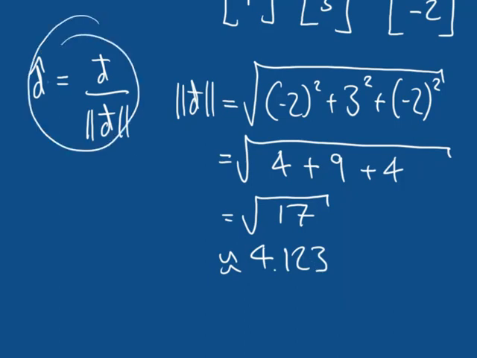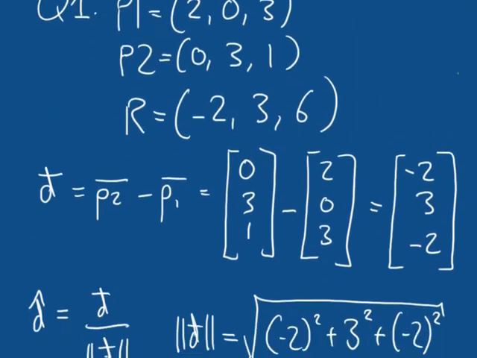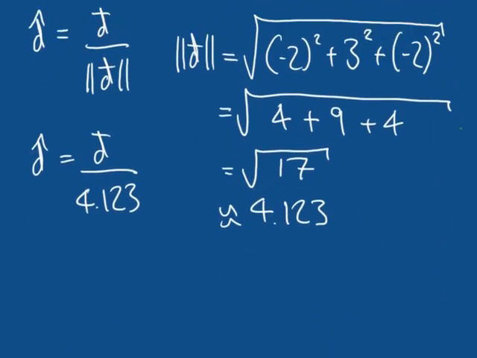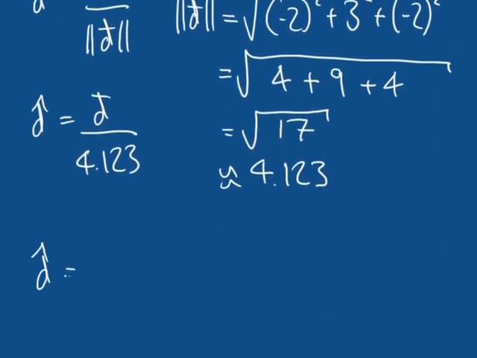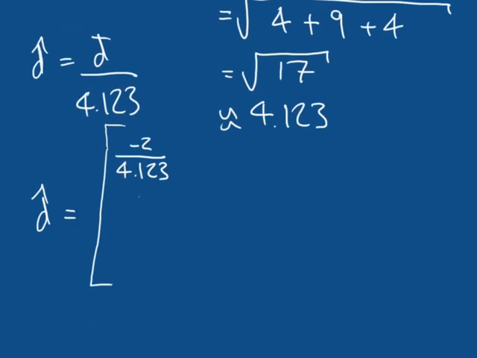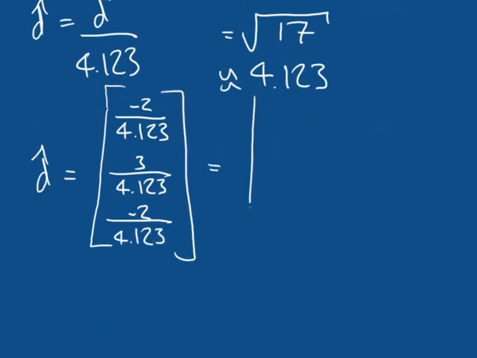We now need to normalize d. That means we're going to take d and divide it by 4.123, which we know from our earlier videos means we're going to take each of the components of d and divide each of the components by 4.123. So d hat, our unit vector d, is equal to, the first component of d is minus 2, so minus 2 divided by 4.123. The second component is 3, so 3 divided by 4.123. And the third component is minus 2, so minus 2 divided by 4.123. That's going to give us the vector.